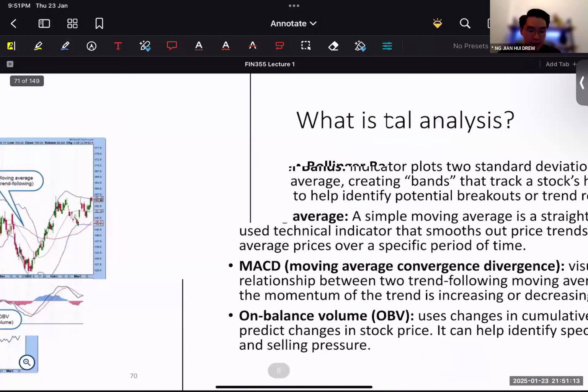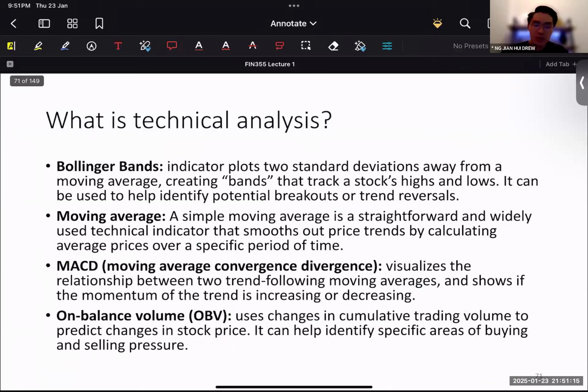Okay. So this is just some description you can read about it. We will go into a lot of detail in our technical analysis lecture. So let's put some information here. We'll go into details, so do not need to worry about this.